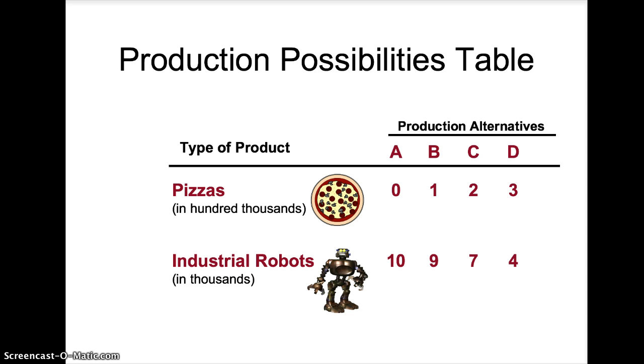At production alternative C and D, more resources are moved to the production of pizza. At C, 2 pizzas and 7 robots are produced. At D, 3 pizzas, 4 robots are produced. Although it is not shown on the screen, there is also production alternative E, in which the economy will produce 4 pizzas and 0 robots.